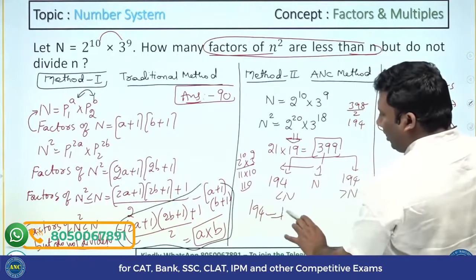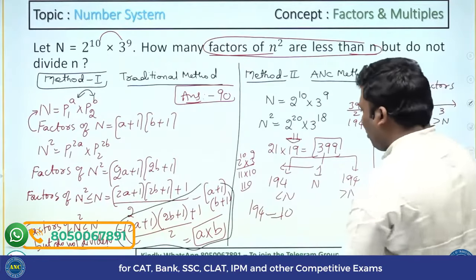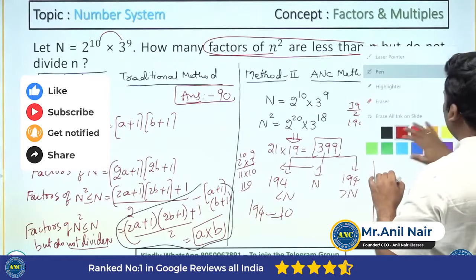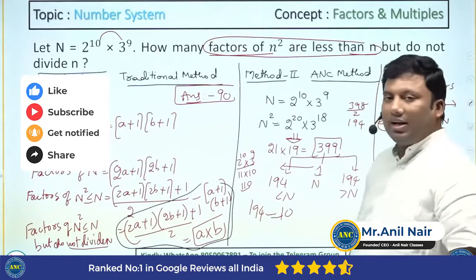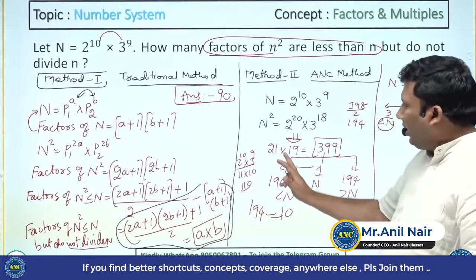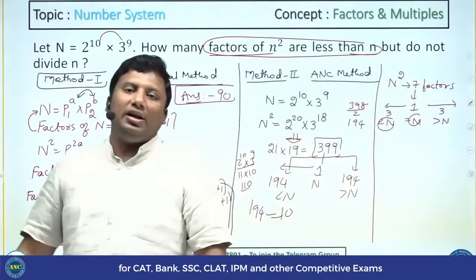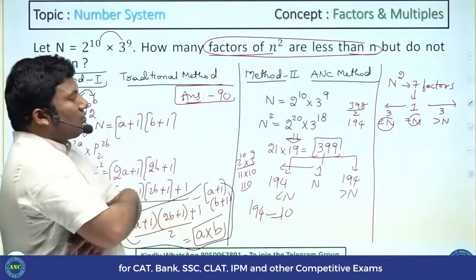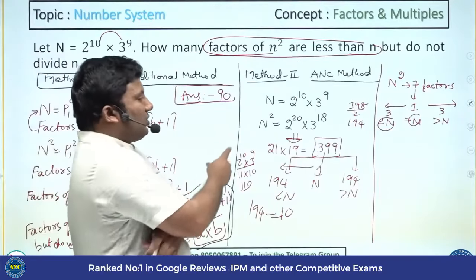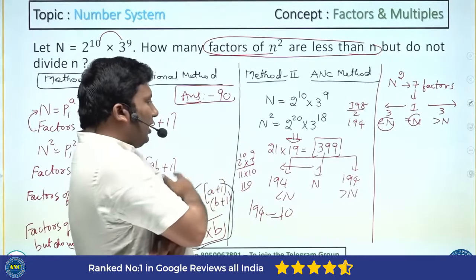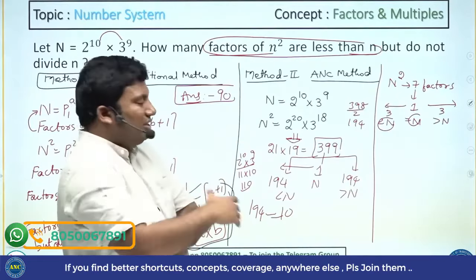How many will be less than? Less than 194. Till here it is clear? N is 2 power 10 into 3 power 9. N square will become 2 power 20 into 3 power 18. How many factors of n square are there? 21 into 19, which is 399.